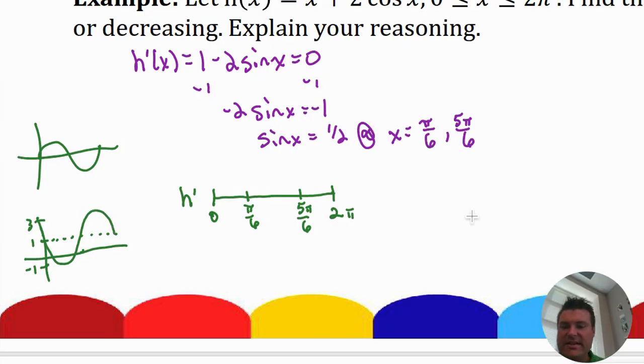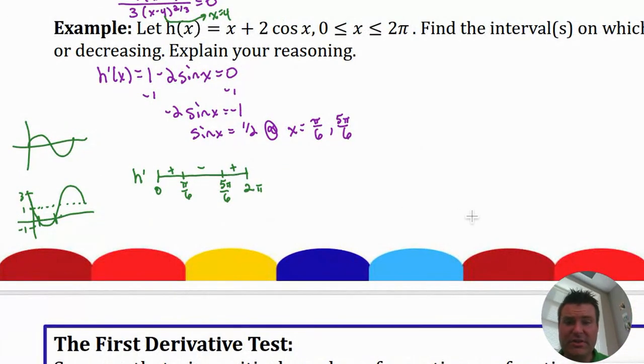Because of this, I can tell that these zeros, which I already found, are going to be at pi over 6 and 5 pi over 6. So I'm going to go positive, negative, and positive. I made that sign chart just by knowing what my sine functions look like. You could also plug values into h prime of x. You can find a value between 0 and pi over 6, like pi over 12, which is kind of difficult, or a value between pi over 6 and 5 pi over 6, such as pi over 2, and a value after 5 pi over 6. But anyway, using the sign chart, I'm good to go.